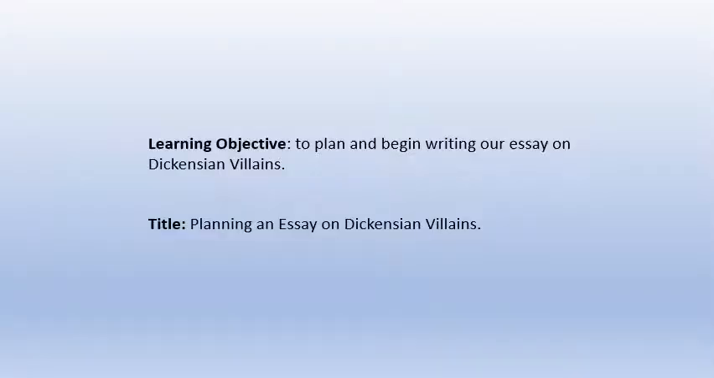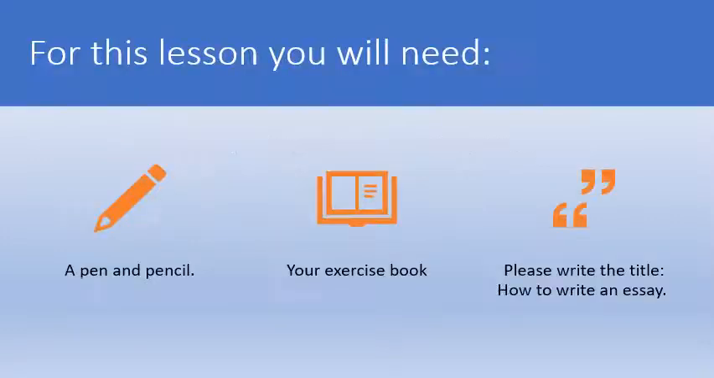Our lesson objective today is to plan and begin writing our essay on Dickensian villains. So the title is Planning an Essay on Dickensian Villains. Quick check, you need a pen and a pencil, your exercise book, and you've already written the title, so we're good to go. There's no extract today. Also, I will say there are slides on here that have got quite a lot of information on them, so you're going to have to stop the presentation video, YouTube, whatever, on occasion to look at them.